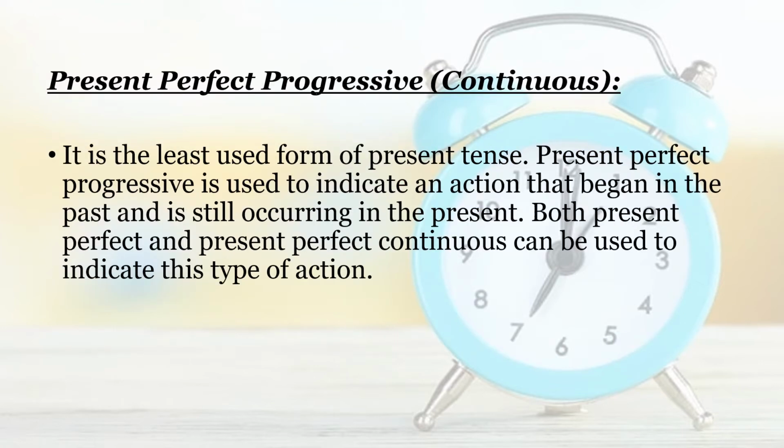Present perfect progressive or continuous. It is the least used form of present tense. Present perfect progressive is used to show an action that began in the past and is still occurring in the present. Both present perfect and present perfect continuous can be used to indicate this type of action. For the action that has started in the past and is still occurring in the present, we can use both the present perfect and the present perfect continuous tenses.